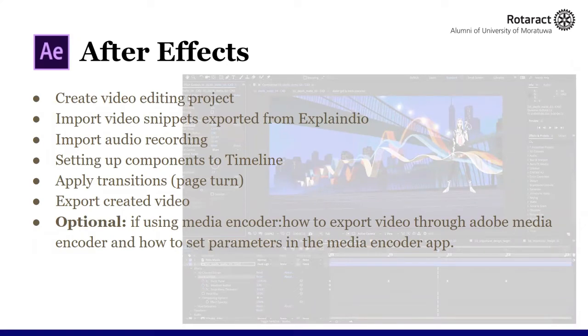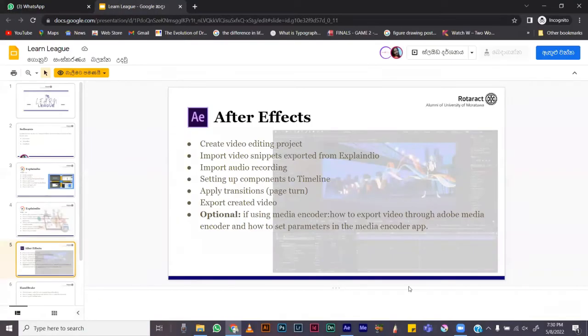So for that purpose, we can export those scenes separately from Explaindio and add different effects using the After Effects software. One of the effects that I'm going to use to show you how to use After Effects is an effect that's like turning a page in a book, like the first video. So when I proceed, you will see. I will be going through all these points, and you will be able to make a really nice video after this. So we'll move on to the application.